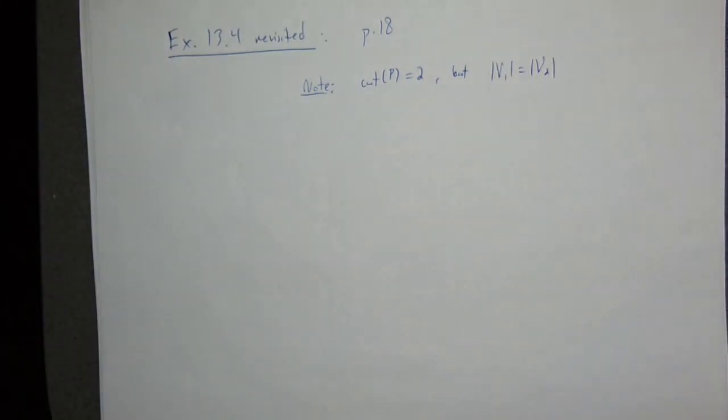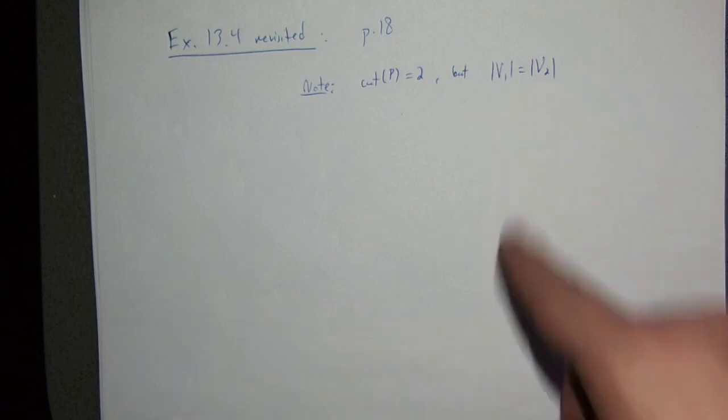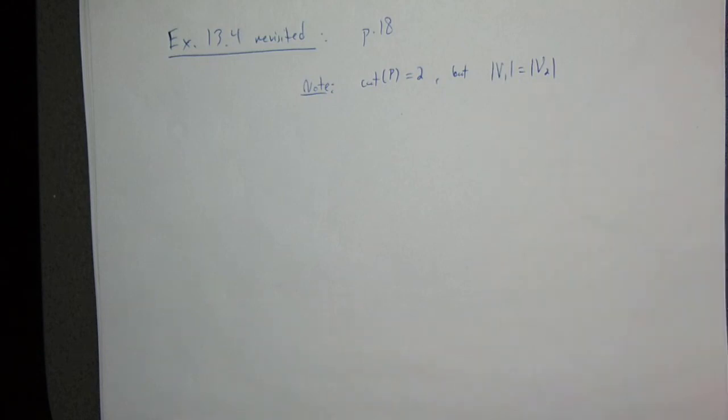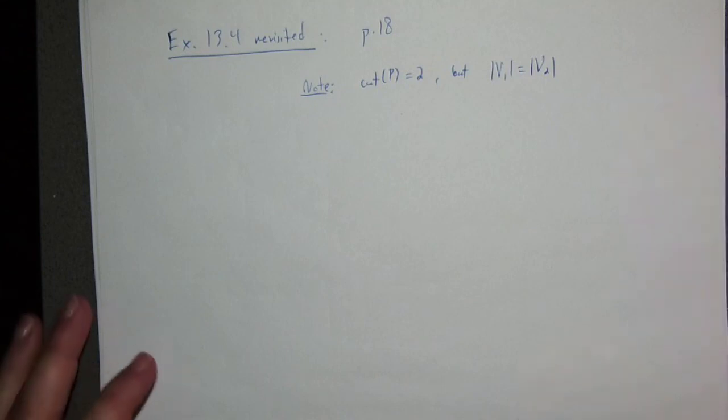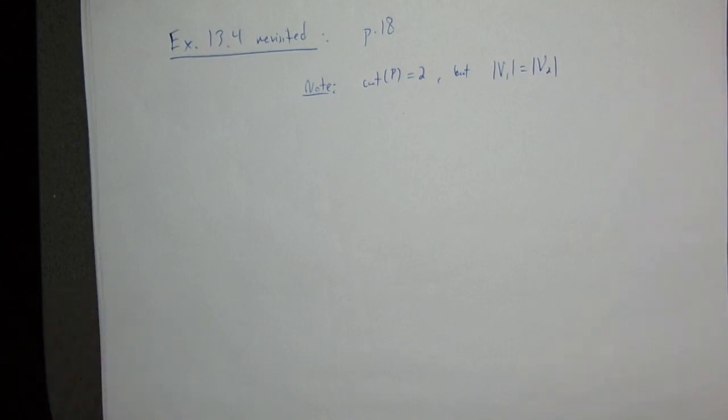Compare that with just doing it the direct method, partitioning by negative and positive, where the cut of the partition was equal to 2, but the sizes were off, right? One had 6 and one had 4, I think. So using this modified Fiedler method has given us a partition that's actually more balanced in some way, right?